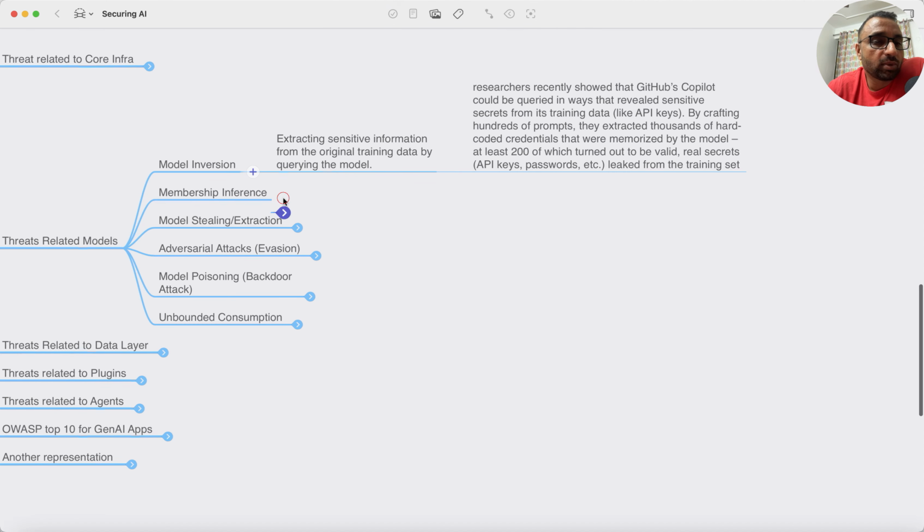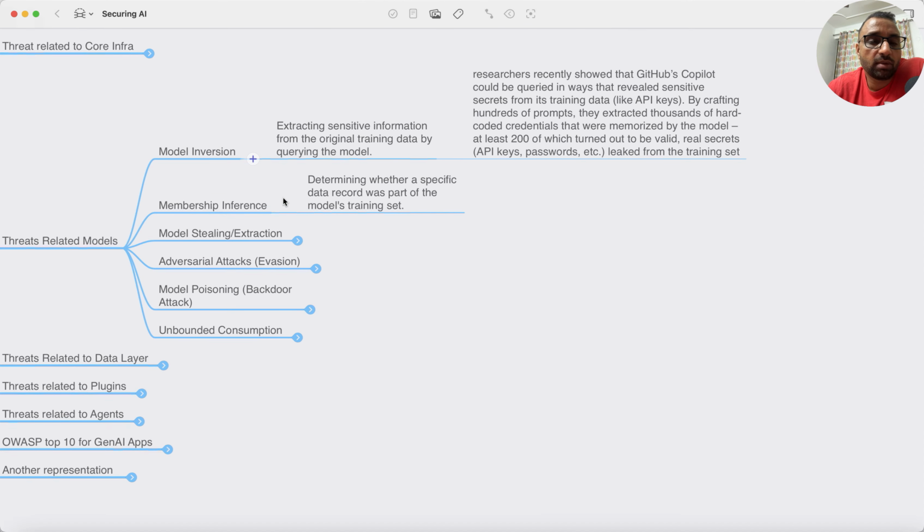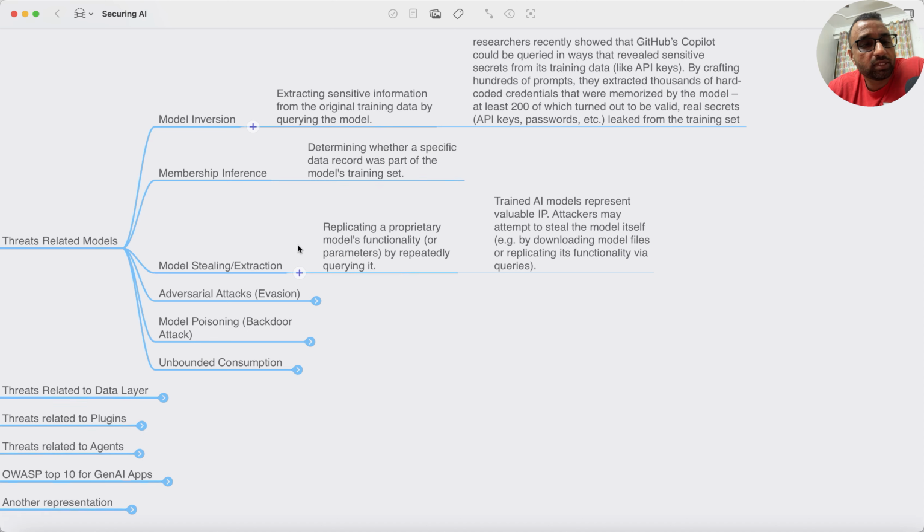The next threat related to models is membership inference, which is all about determining whether a specific data record was part of the model's training set or not. The third threat is model stealing or extraction, which is replicating the proprietary model's functionality or parameters by repeatedly querying it. Now, if you recall, trained AI models represent valuable IP, so an attacker can attempt to steal the model itself by downloading model files or replicating its functionality by queries.